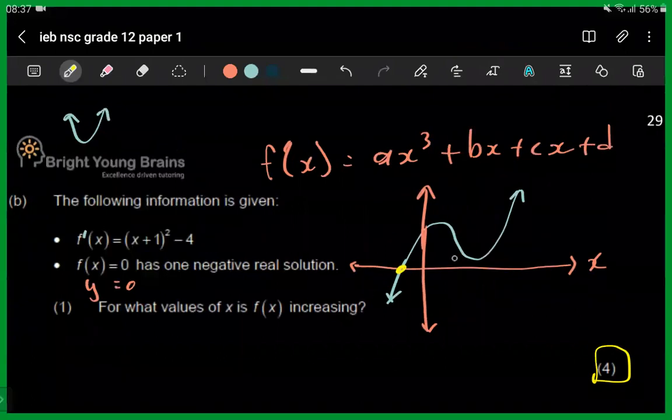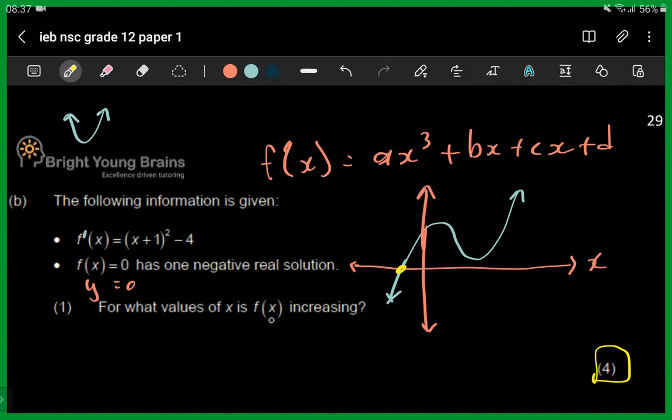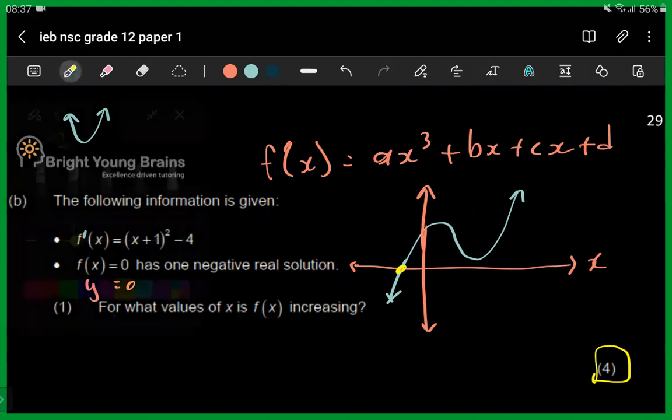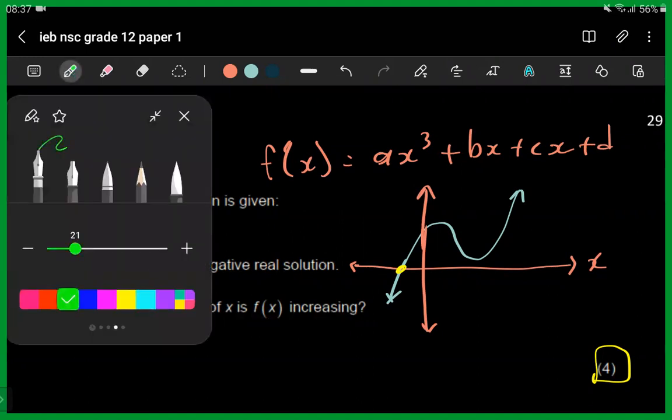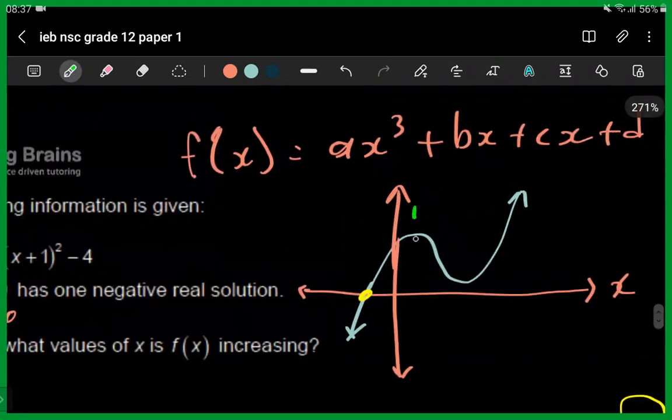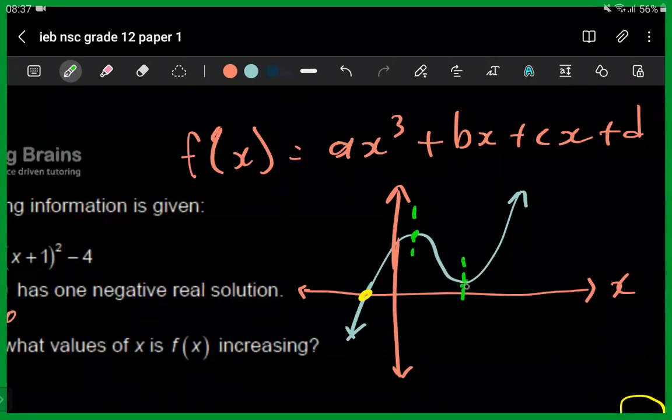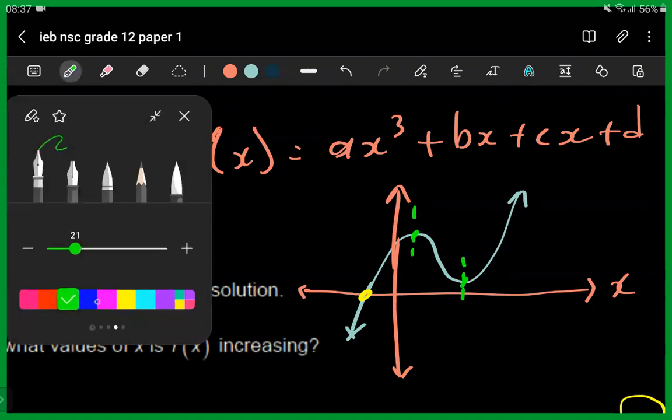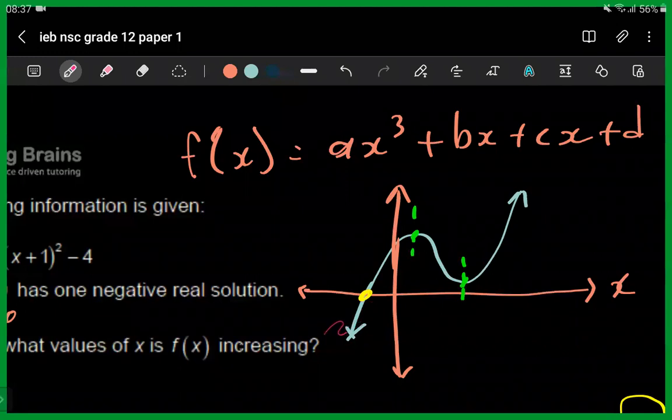But anyways, this is what our rough sketch looks like without a doubt. For 4 marks, it said, for what values of x is f of x increasing. So your graph is always increasing where your y values are going up. The two things that you have to look for are the two turning points. If you're walking on this graph, as long as you're walking upwards, the graph there is increasing. Here also you'll be walking upwards, so the graph is also increasing. So it's increasing from the x value of one turning point to the x value of the other turning point.